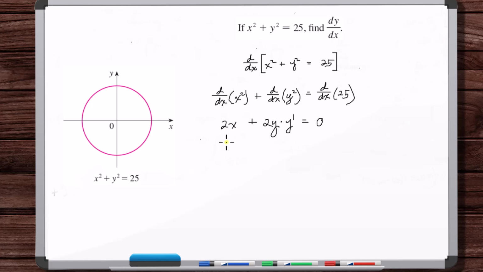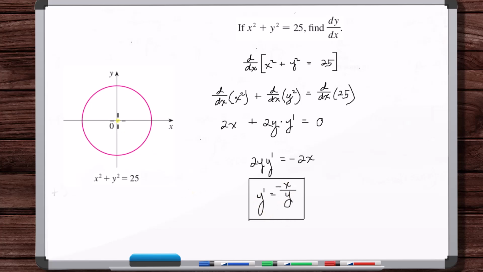Once you get to this step, all we do now is solve for y prime and we're done. So 2y prime is equal to minus 2x if we subtract 2x from both sides. So y prime is equal to minus x over y. And that is y prime, which is interesting, right? The derivative is a function of the function itself.